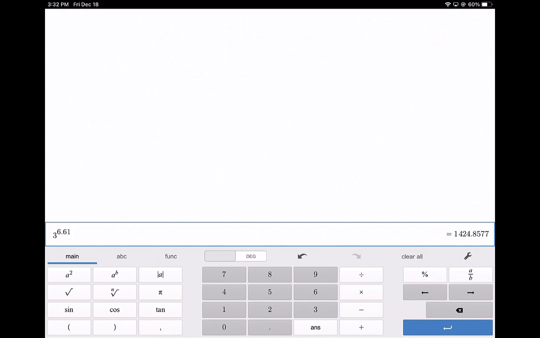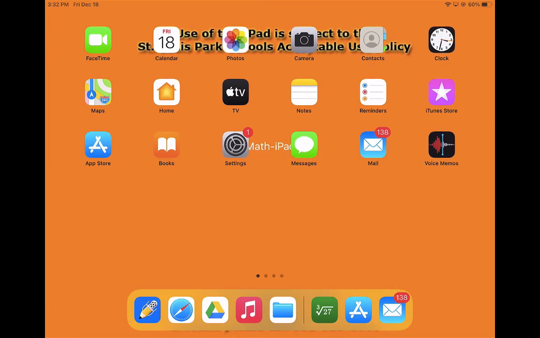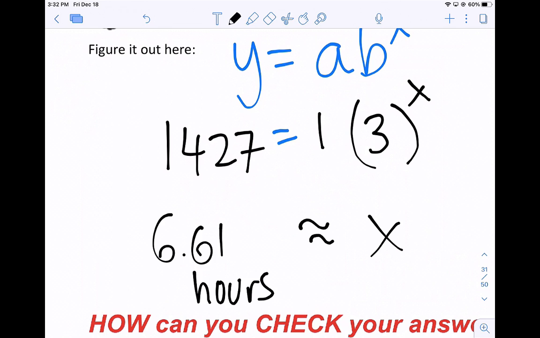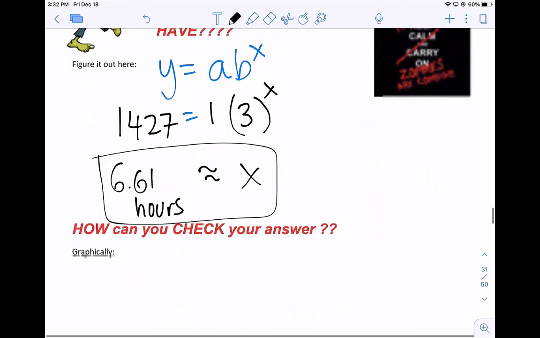I'm pretty close there. This is 1,424.8, and I want 1,427. So we're like 3 people off, and so I'm going to say it's about 6.61 hours. So x is about 6.61 hours. You probably got closer. That's good. All right, how can we check our answer?